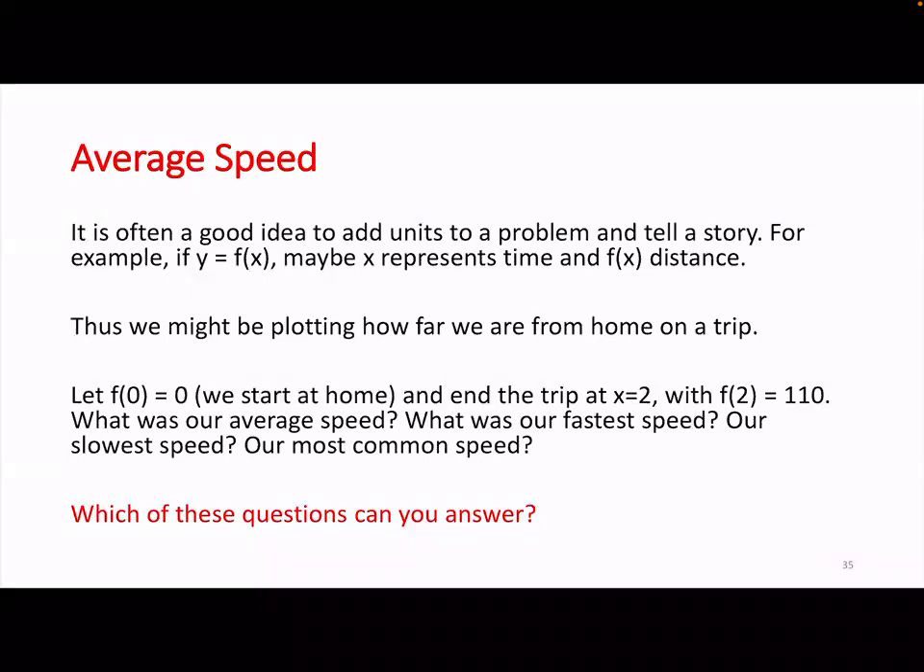So without loss of generality, let's just normalize things so that at time 0, we start at home, so f of 0 equals 0. And let's end the trip 2 hours later. And let's say at time 2, we have f of 2 equals 110. So we traveled 110 miles in 2 hours.